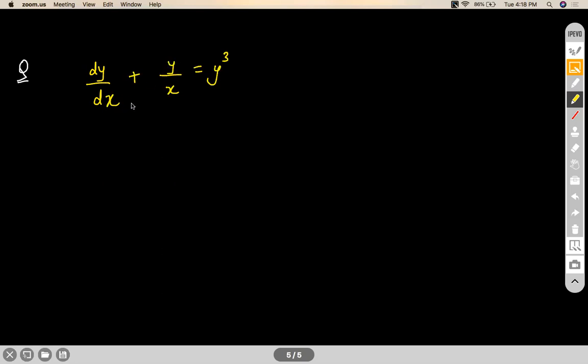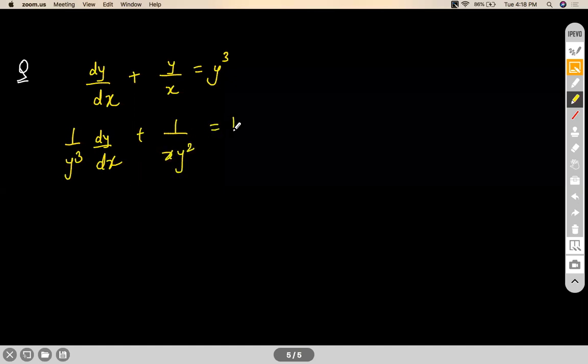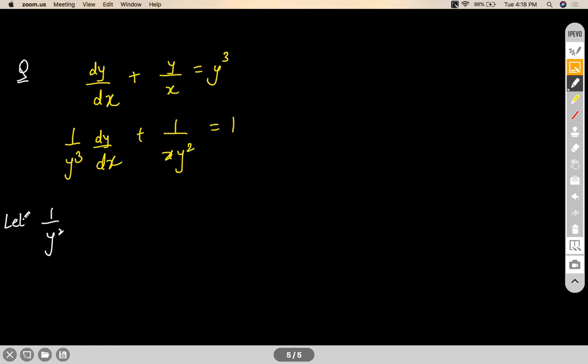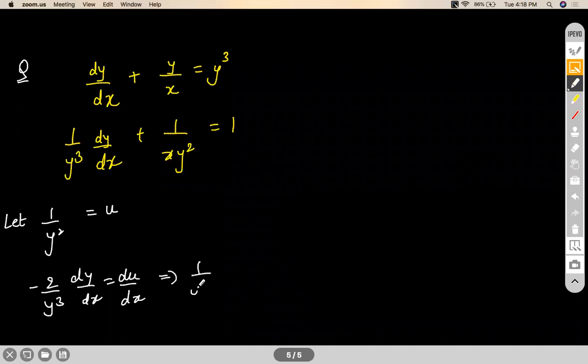Okay. So we'll first divide by y cube, as Siddharth rightly pointed out. So when you do that, this is what is left. Now we'll take 1 by y square as u. So if you differentiate both sides with respect to x, you'll get minus 2 by y cube dy by dx is equal to du by dx. In other words, 1 by y cube dy by dx is equal to minus half du by dx.